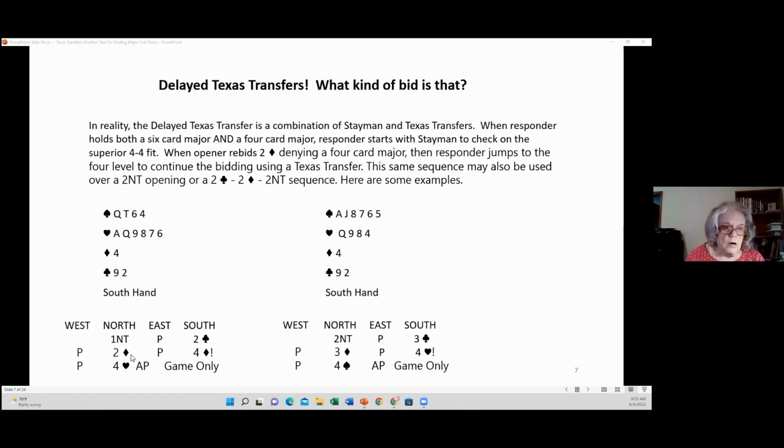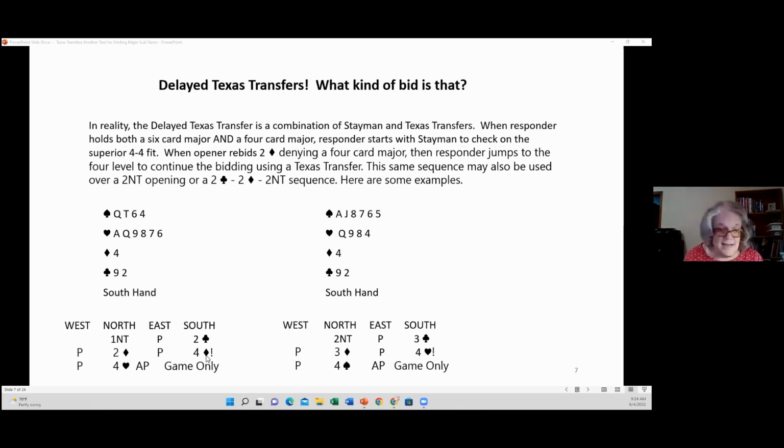Partner denies a 4-card major by bidding 2 diamonds. Well, now when I bid 4 diamonds, when we have agreed that this is not going to be a diamond raise, I would not bid 2 clubs if I had diamonds in my hand. I have another way of showing diamonds over a 1 no trump opening, and it shouldn't be that I'm going to raise my partner's negative response to a Stayman inquiry here. This is never a diamond raise, never, when it's been used in conjunction with a convention.